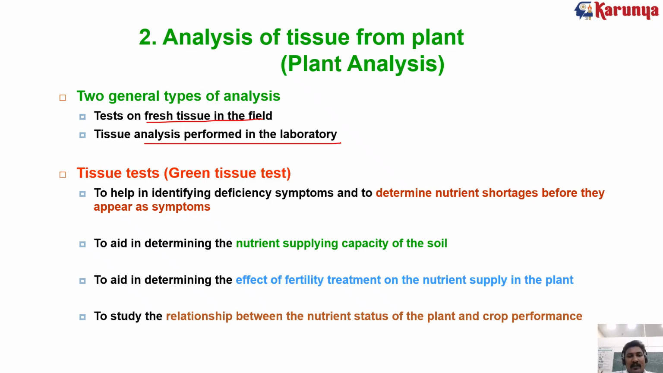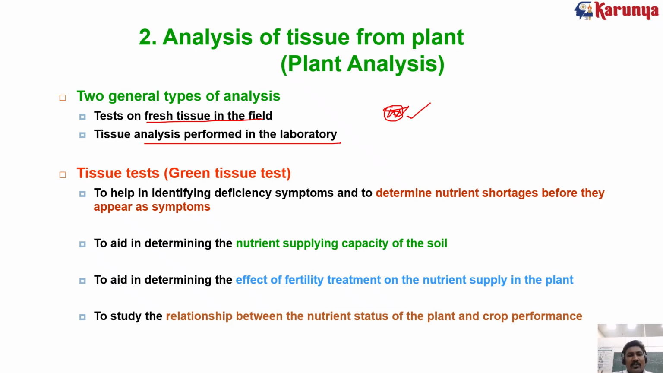So in the growing plant we can collect samples like cell sap, the liquid portion of the plant, and the nutrient can be analyzed. Instantly, immediately, it will give the result. The second one is analysis performed in the laboratory. So after bringing it into the lab, there will be some processing steps. After that, you will make some analysis on the plant samples.